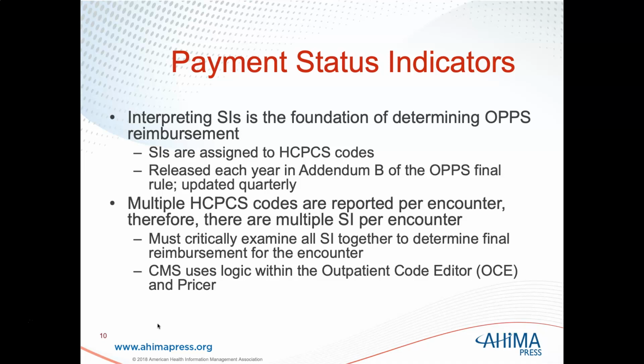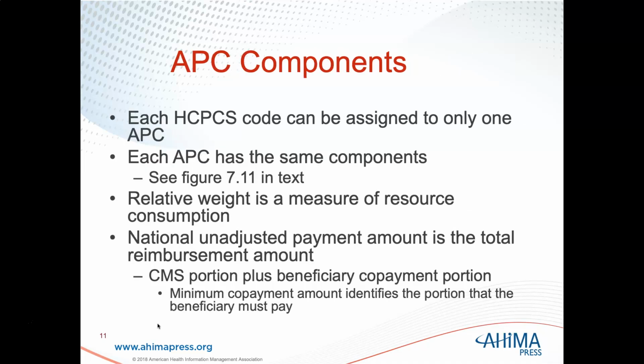And they do go through the OCE editor and pricer, and most hospitals have what they call scrubbers that catch these discrepancies. But anyway, each HCPCS code can be assigned to only one APC. Each APC has the same components. The relative weight is a measure of resource consumption, and the national unadjusted payment amount is the total reimbursement amount. So CMS portion plus beneficiary co-payment portion.